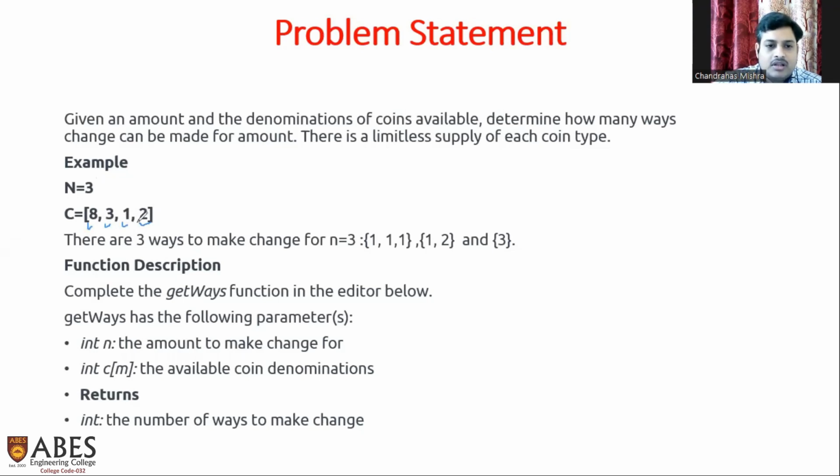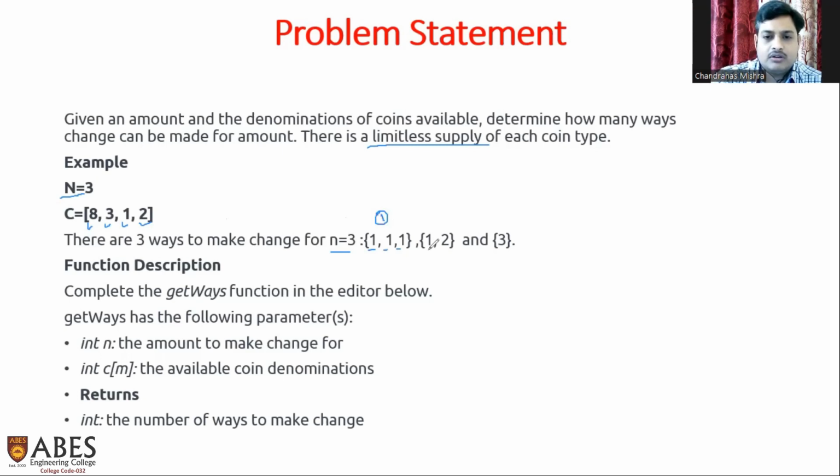Our task is to find out how many ways there are to make amount 3 using these coins. The amount is 3, and to make 3, what are the options available? We can use the 1 rupee coin 3 times. It is already mentioned in the problem that there is a limitless supply of each coin type, so any number of times we can use that coin. The 1 rupee coin used 3 times makes 3 rupees. This is the first way.